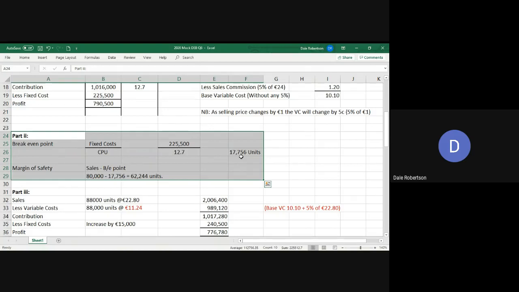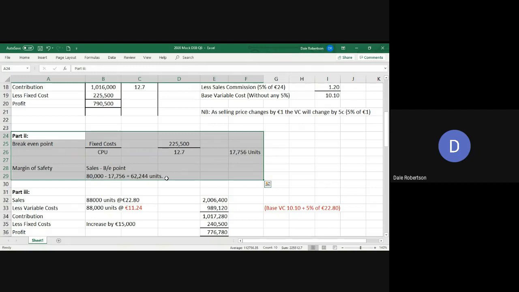Beyond that, they make a profit, which of course, they're far beyond. They're selling 80,000 here, hence the profit of almost 800,000. The margin of safety, well, they have a significant margin of safety here. You take your sales and take away your break-even point, and they could afford to drop 62,244 units before they would be in danger of making a loss. And so that's the margin of safety.